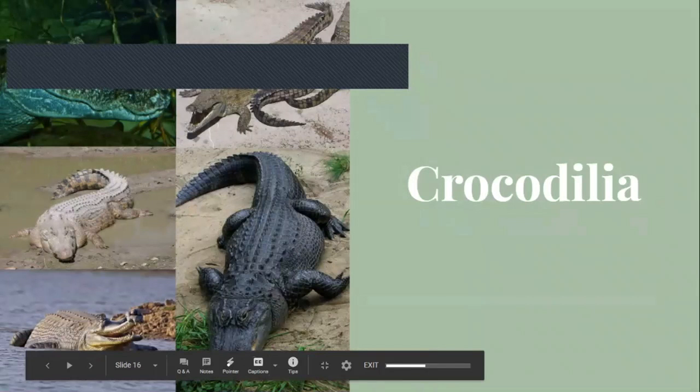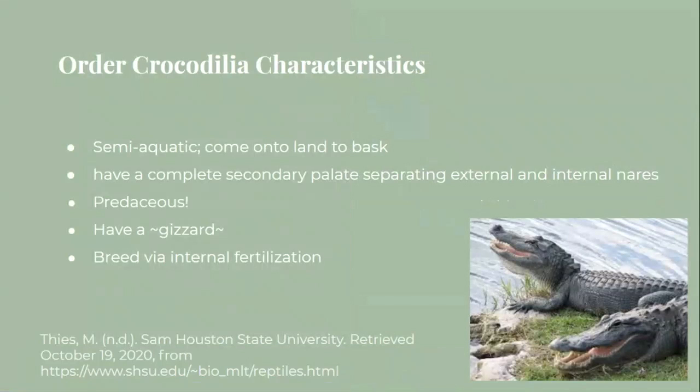All right, so this is the order Crocodilia. Order Crocodilia has 23 total species. They are semi-aquatic. They come up onto land to bask, but they like to congregate in the water for a significant part of their time. Furthermore, they get most of their food from the aquatic habitat that they reside in.